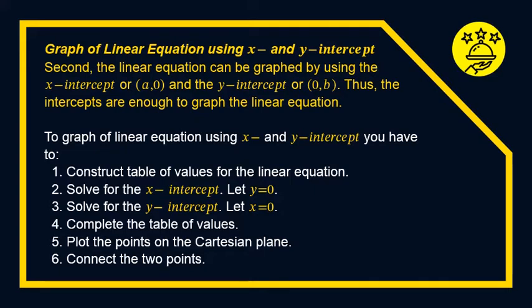To graph a linear equation using the x and the y-intercept, you have to do the following steps. First, construct a table of values for the linear equation. Second, solve for the x-intercept. Let y is equal to 0. Third, solve for the y-intercept. Let x is equal to 0. Fourth, complete the table of values. And fifth, plot the points on the Cartesian plane. And last, connect the 2 points.